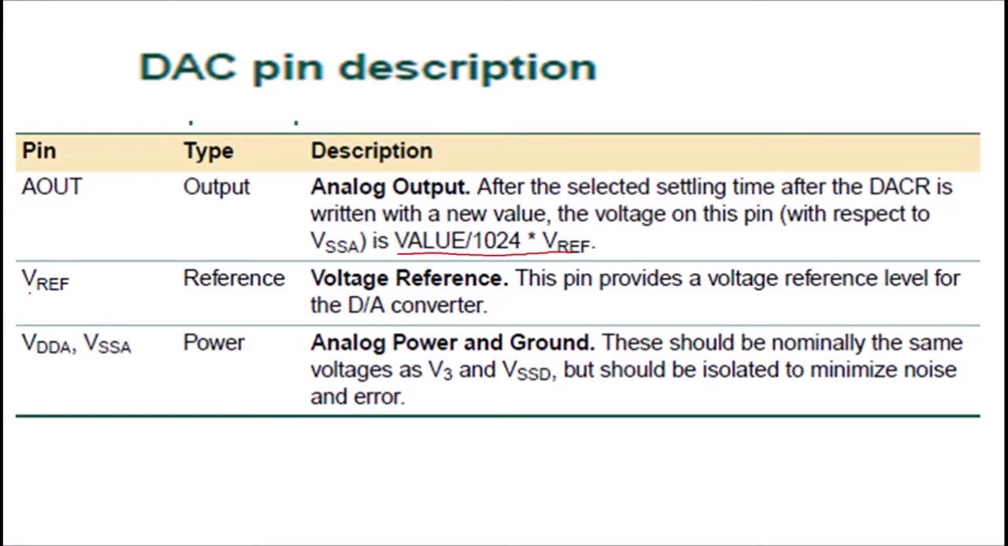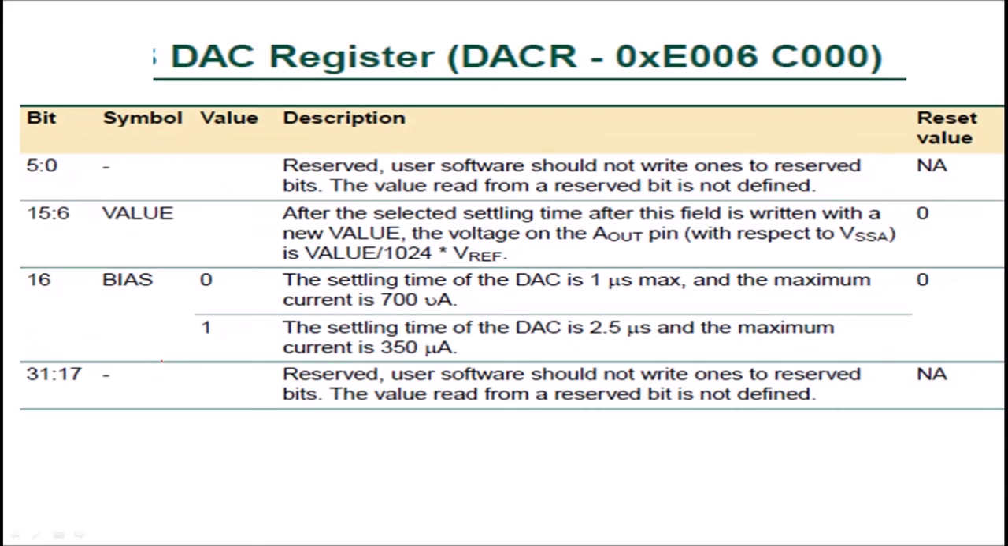Then it requires a reference voltage terminal where we can connect the reference voltage, then the supply voltage, and this is the ground terminal. Only one important register is needed for this DAC. That is called the DAC register or digital to analog control register. You can call it the DACR register. Bits 0 to 5 of this register are reserved, so we are not going to use them.